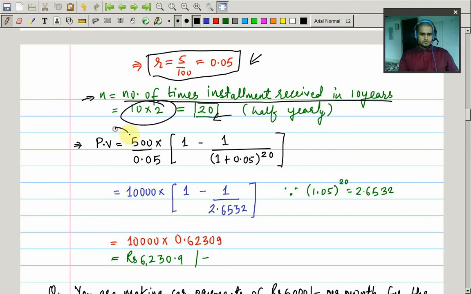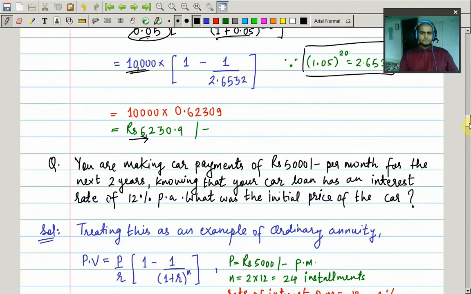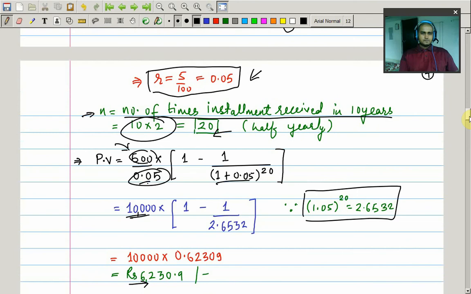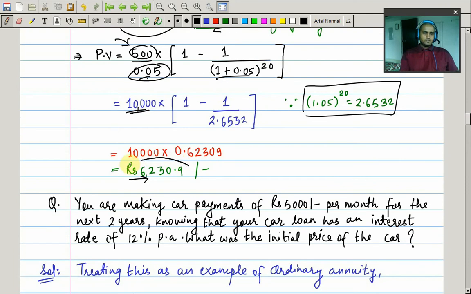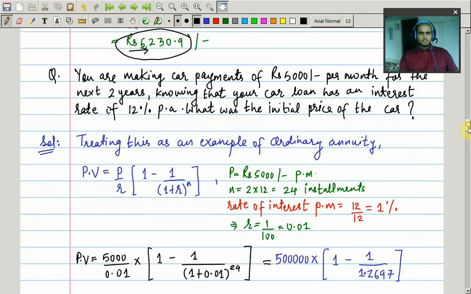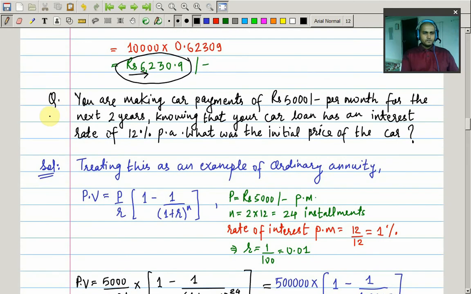Let's put everything in the formula. P is 500, R is this. So take its 20th power. 20th power is this. Divide 500 by this, so it comes 10,000. And the final answer is 6,230. So this much amount you will be depositing right now if you want 500 rupees every half yearly for 10 years in future.